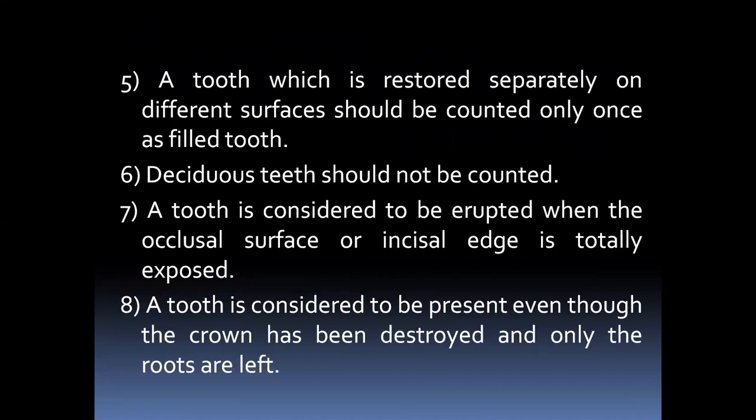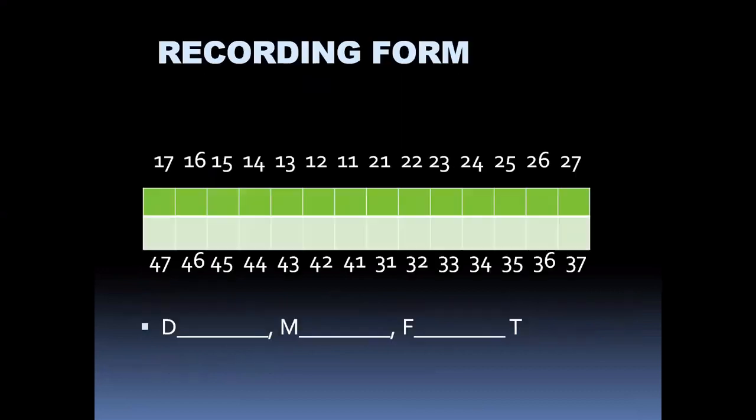Moving further, a tooth which is restored separately on different surfaces should be counted only once as a filled tooth. Deciduous teeth should not be counted, because it is only in the case of permanent teeth that we record this. A tooth is considered to be erupted when the occlusal surface or incisal edge is totally exposed. A tooth is considered to be present even though the crown has been destroyed and only the roots are left. So these are the conditions on which you have to place brief emphasis.